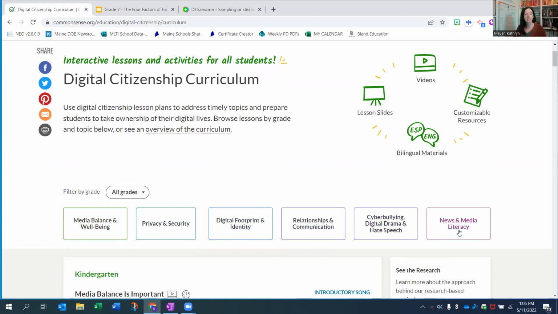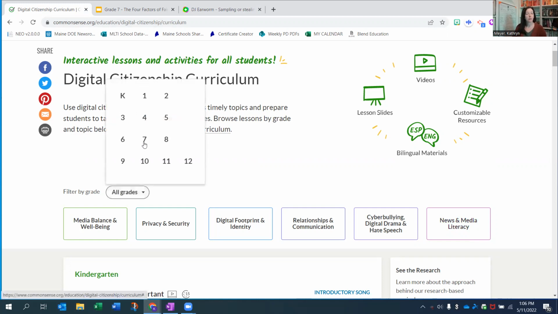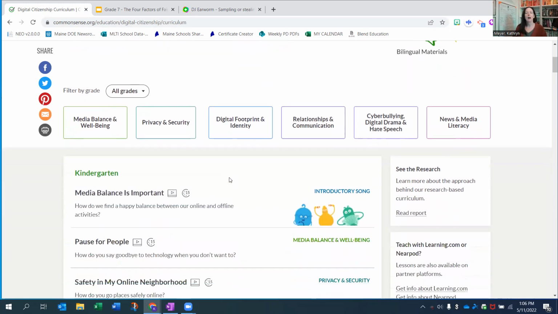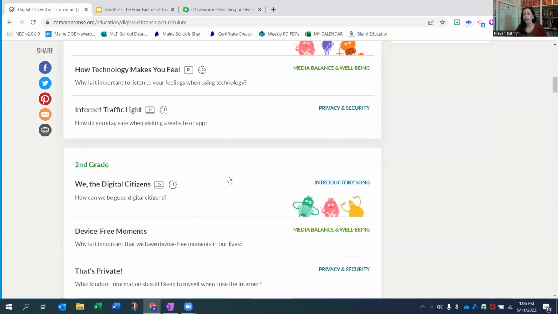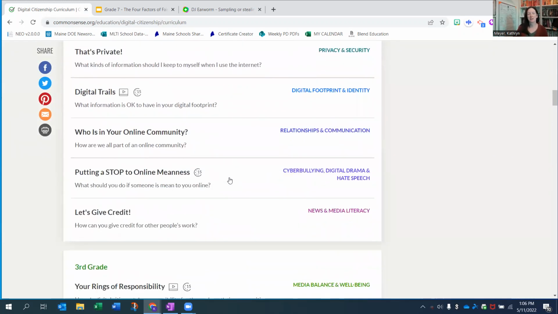There are a couple entry points into the lesson plans from this page. You can go to news and media literacy, which will filter the other five pillars out, just leaving behind the news and media literacy lesson plans, and then you can find the grade level that you want to work within and go from there. You can also filter by grade. If I filter by grade 7 today and apply that, it's going to give me all of the digital citizenship lesson plans for grade 7. Or you can scroll through and browse through what's being offered by grade levels. You'll see they've got great offerings for all grade levels.